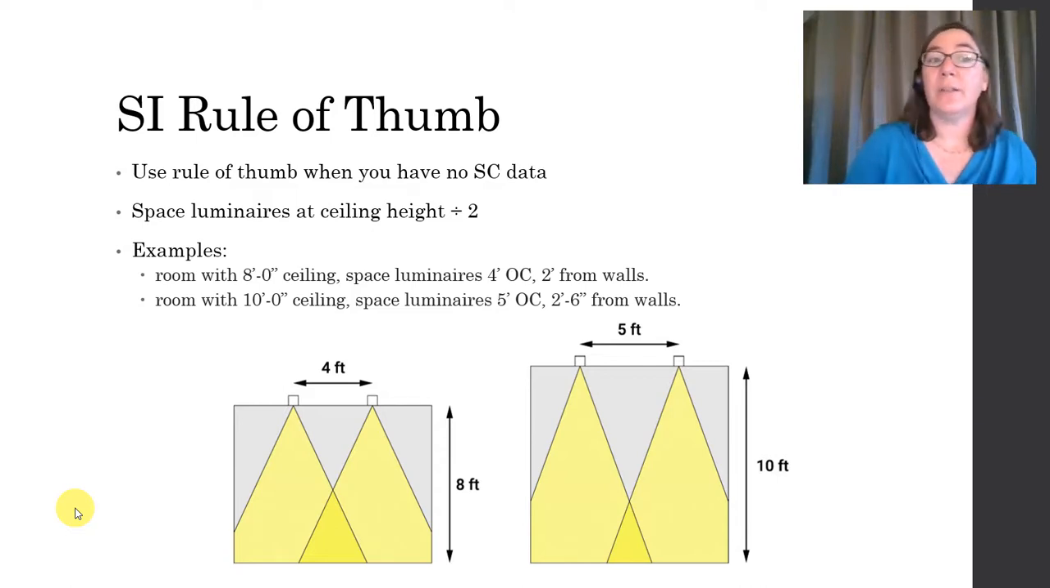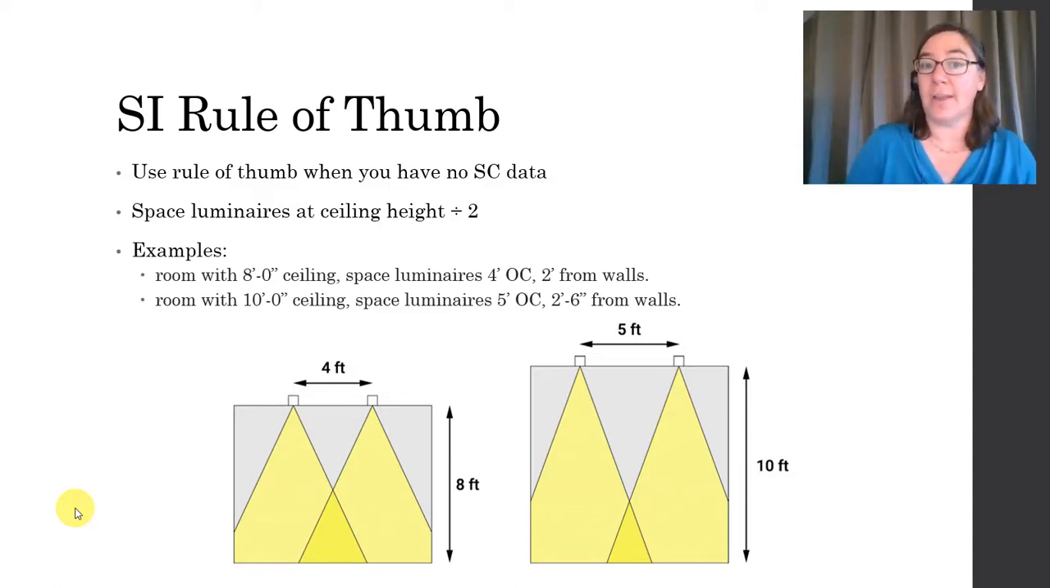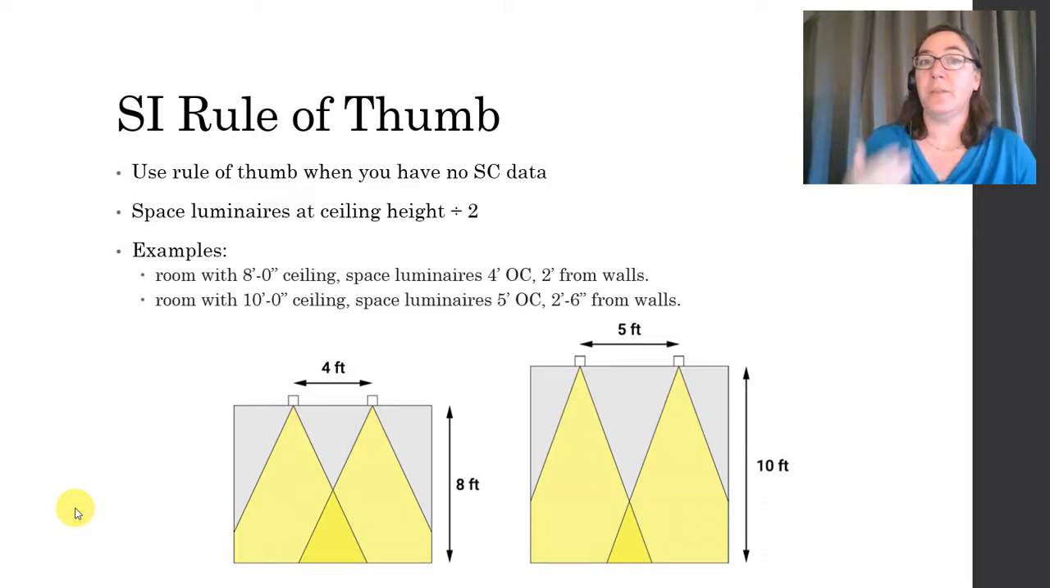So for example, in a room with 8-foot ceilings, you would space, for example, a recessed can LED light at 4 feet on center, and they would be 2 feet from the walls. In a room with a 10-foot ceiling, 10 divided by 2 is 5 feet on center, and they'd be 30 inches or 2.5 feet from the walls.